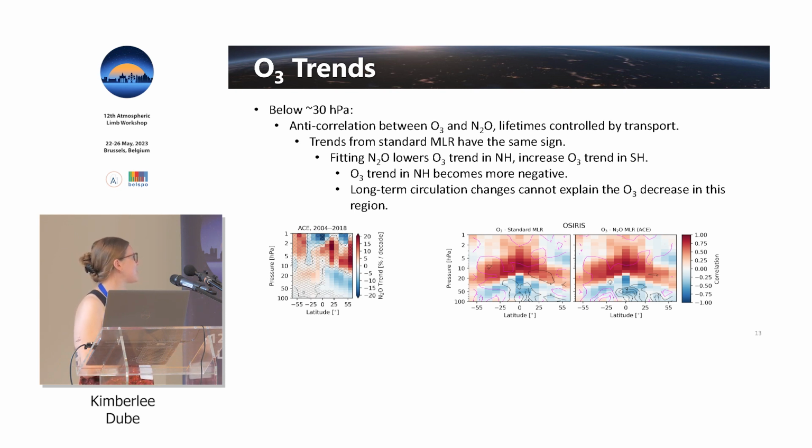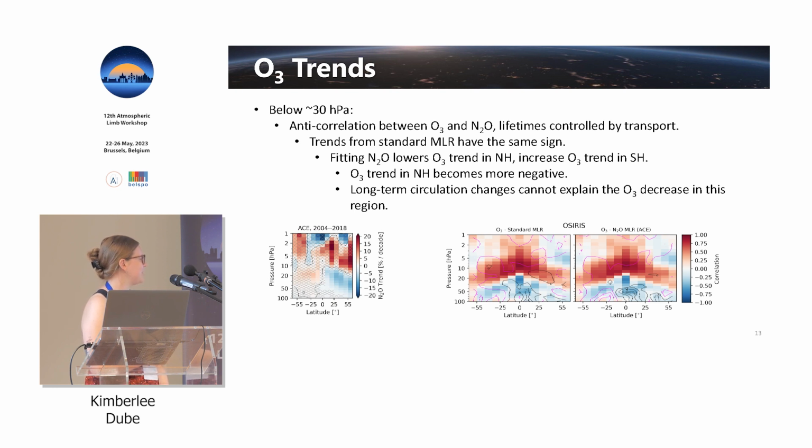But between 10 and 30 hectopascals, so now we're looking a bit higher, ozone and N2O are correlated. In this region, the ozone lifetime is controlled by chemical production and loss. So here now we're focusing on this black blob in the northern hemisphere. There, the N2O trend is still negative, and the ozone trend is also negative. So our trends have the same sign, but now we have the positive correlation. So fitting the N2O actually lowers the ozone trend in the northern hemisphere, and conversely it increases the ozone trend in the southern hemisphere. So our ozone trend here is becoming less negative.